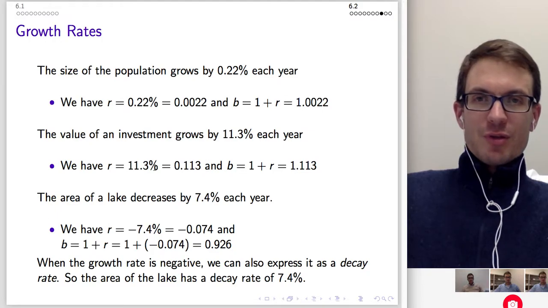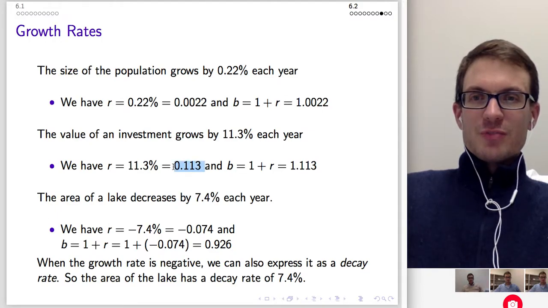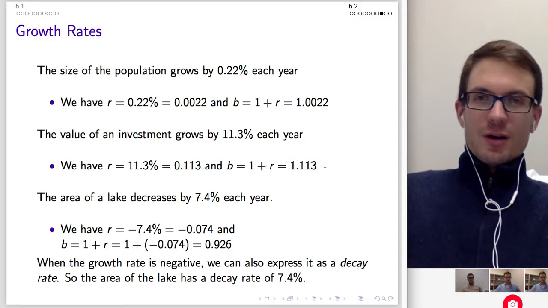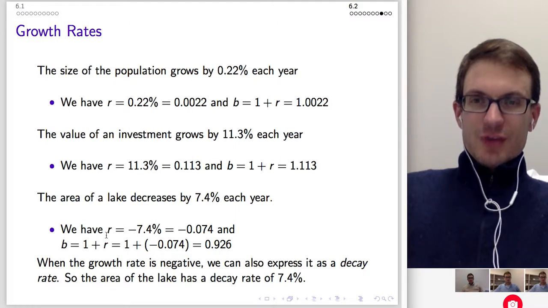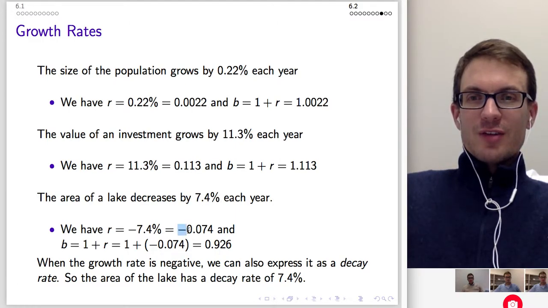Suppose we have this next one, the value of an investment grows by 11.3% each year. r is 11.3%, so we convert this to a decimal, 0.113. So b is 1 plus r, 1.113. What about the area of the lake decreasing by 7.4% each year? Here r is negative, so we write this as negative 0.074, plus 1 takes us to 0.926.